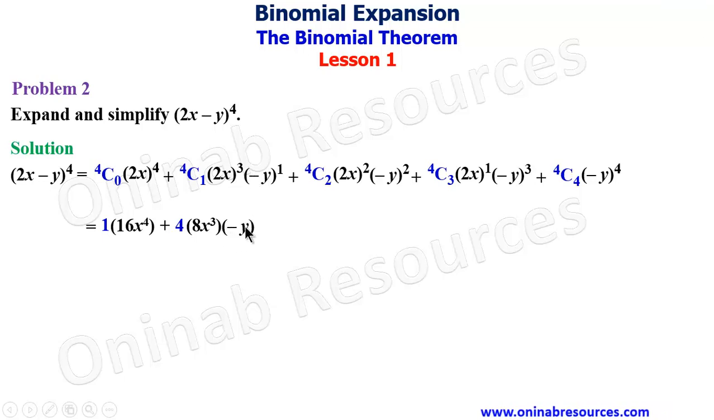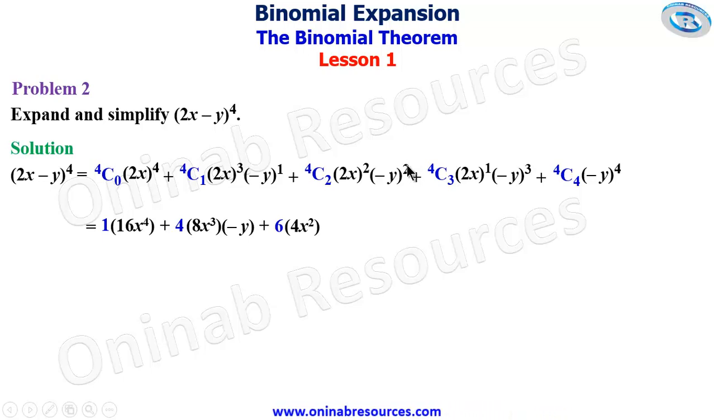So we have it as minus y, then plus 4 combination 2 is 6. Then 2x to the power of 2. 2 squared is 4. So we are going to have it as 4x squared. Then since the power of negative y is even, the negative will disappear, we'll be left with y squared.